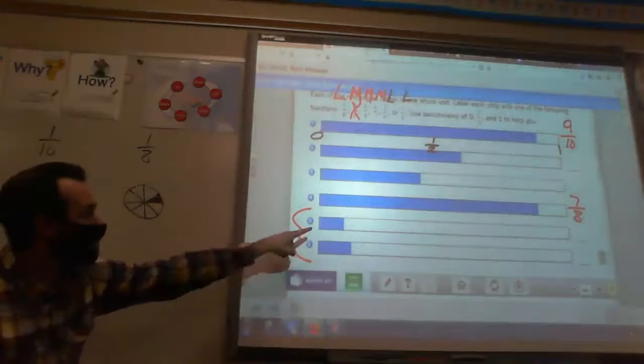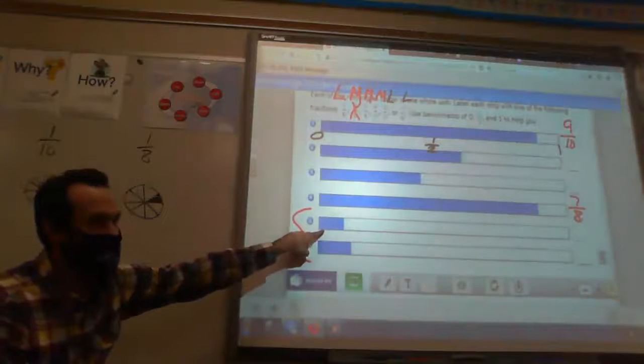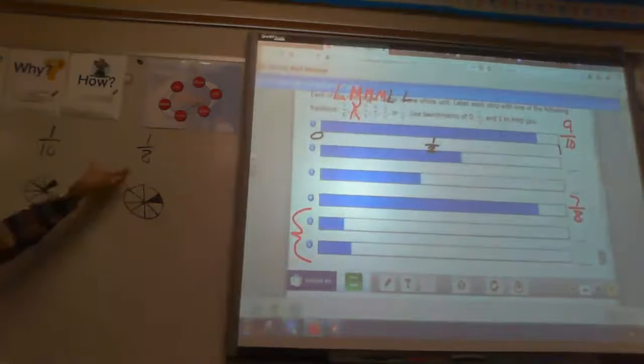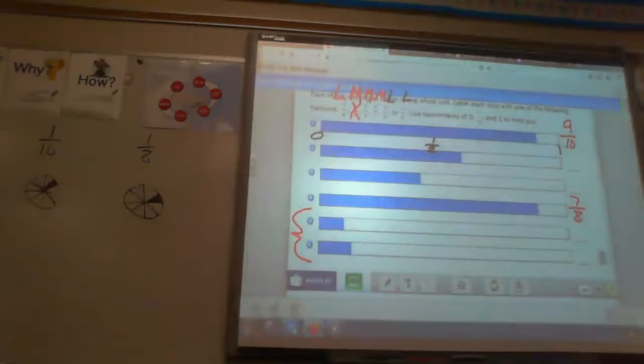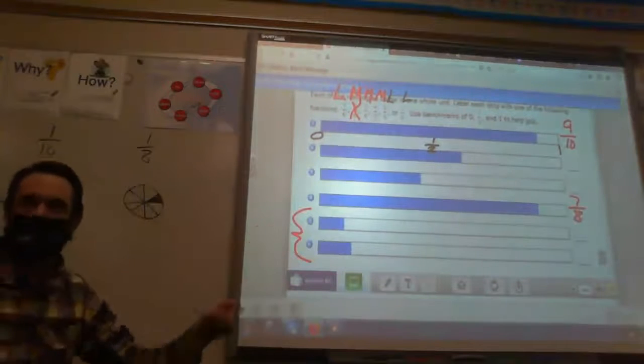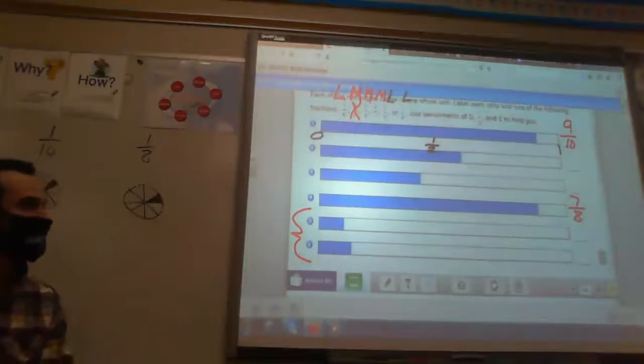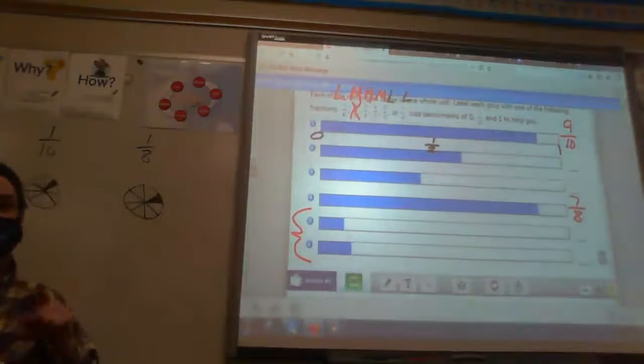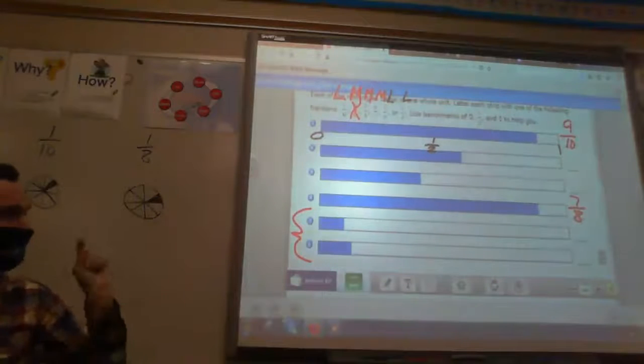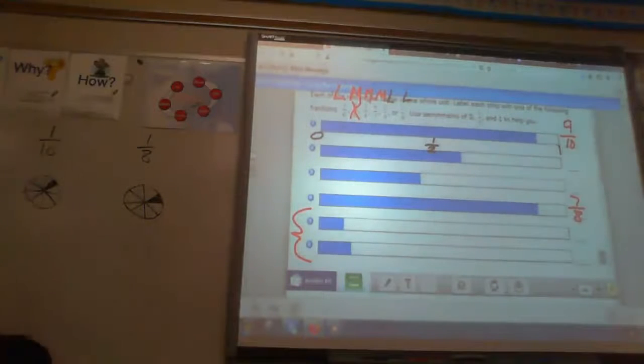So therefore, 5 is the smallest fraction. Which one of these is smaller, 1/10 or 1/8? 1/10. So 5 should be what? 1/10. And then we should also be able to do 6, correct? Yes. Okay, get those written in now.